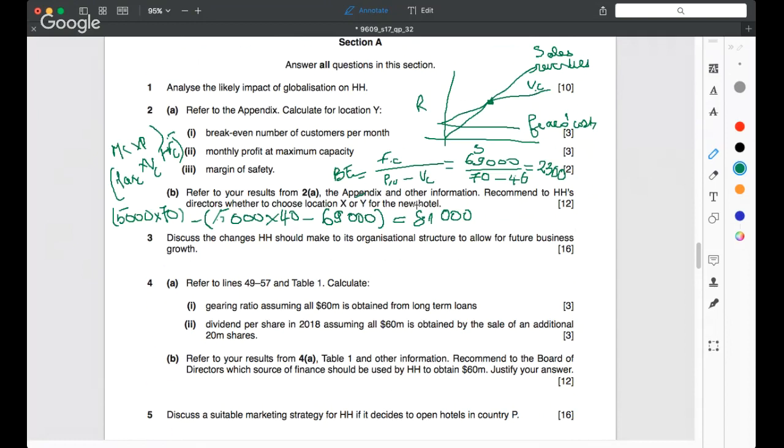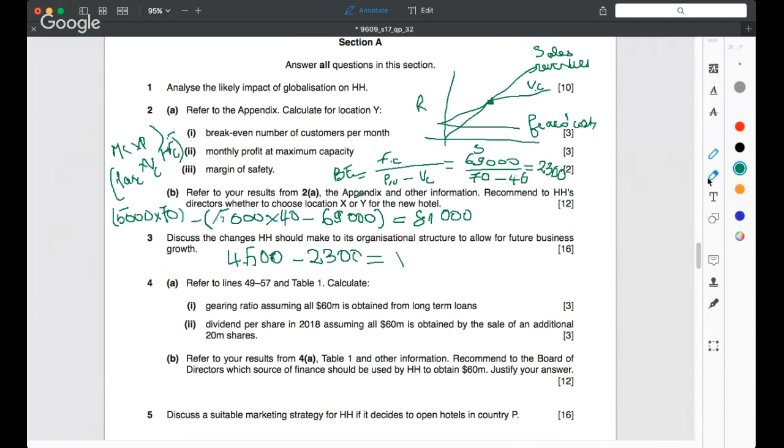Okay, now margin of safety. Can you define it? Margin of safety is the difference between your break-even point and the maximum expected. Okay, and the maximum expected in our table is 4,500. So we have 4,500 expected minus the break-even 2,300, equal 2,200.